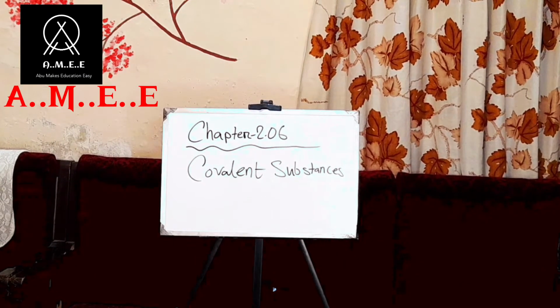Now, covalent bond is a chemical bond in which pairs of electrons are shared between two atoms. Full stop. It is also called the molecular bond.